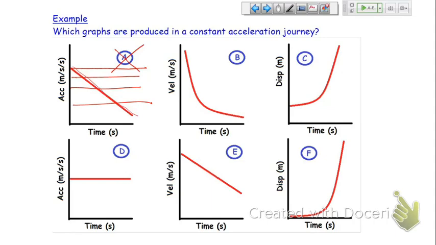Is this a velocity time graph that goes with a constant acceleration journey? No, it's curved. You can have any kind of straight line you want, but it's got to be a straight line, because that's constant acceleration, so that's no good.